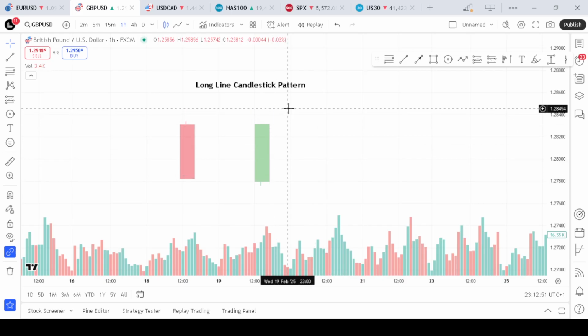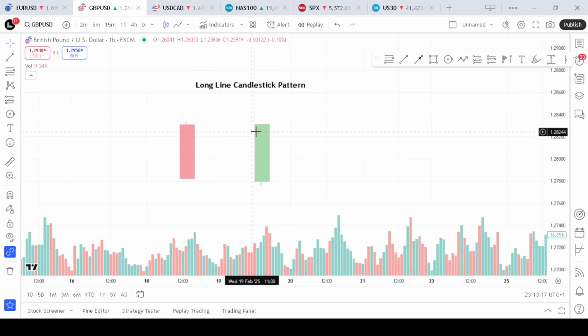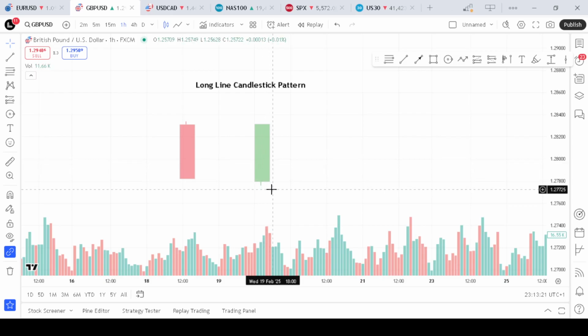There are two types of this long line candlestick pattern: the long white candlestick, which is the bullish candlestick, and the long black candlestick, which is the bearish. The long white candlestick typically signifies strong bullish or buying pressure. It opens near the low and closes near the high of the period, suggesting that buyers are dominant in this period or this section of the market.